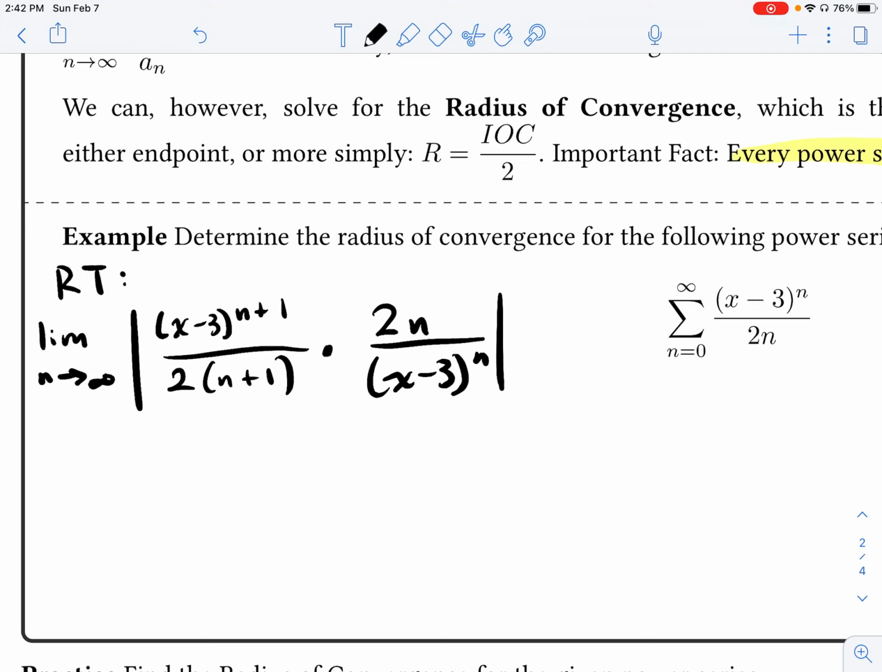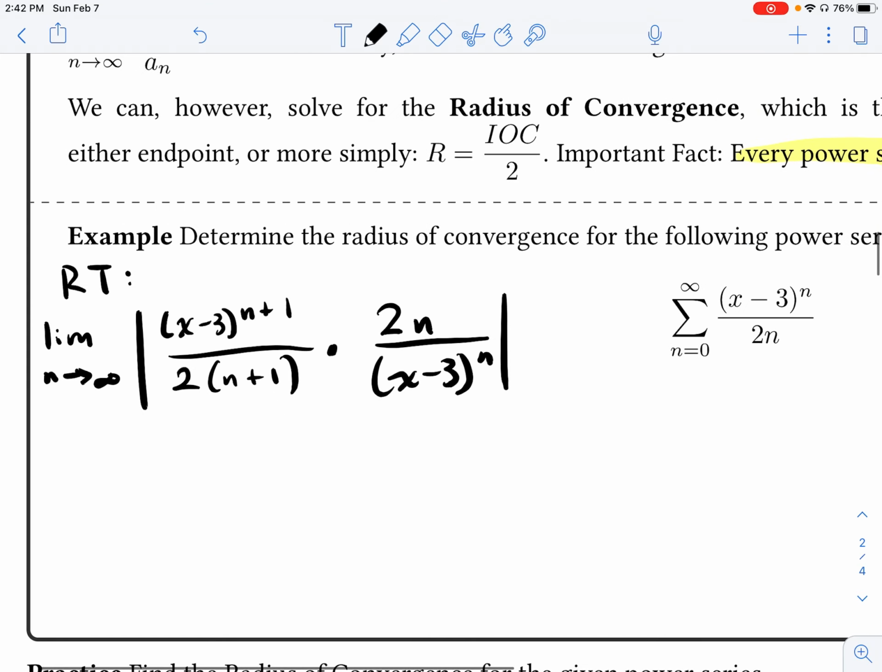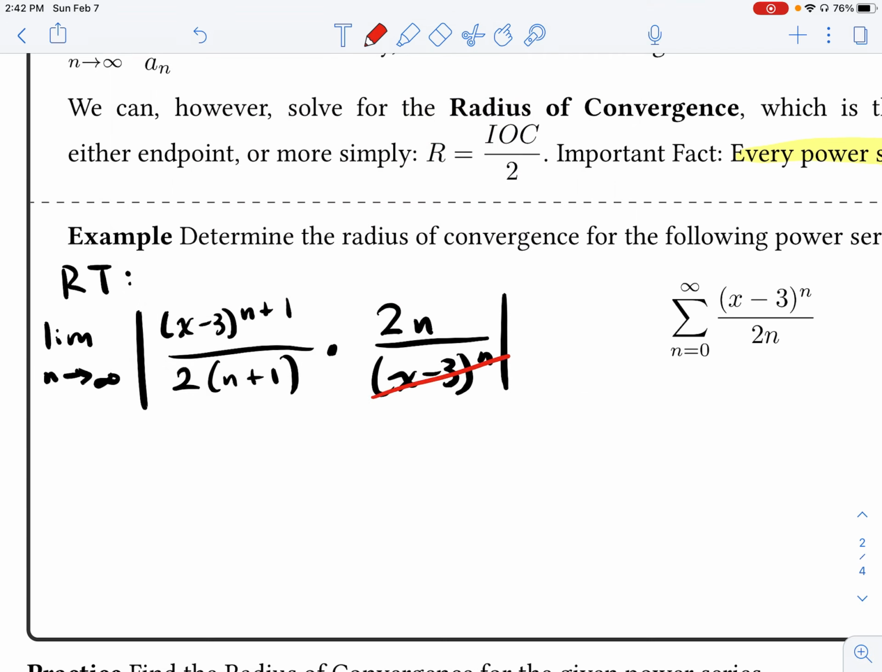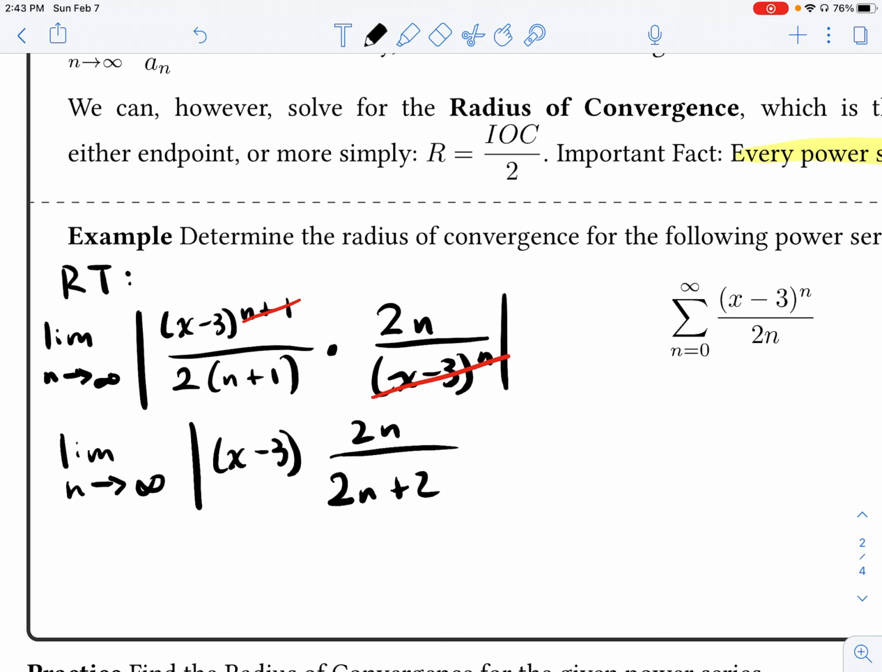for what values this would converge. So we know that the x minus 3 to the n plus 1 is 1 degree higher than what we have in the denominator here. So we can clean that up by dividing this into all of this, and all that would be left over is x minus 3. So I'm going to rewrite this, and I'm going to say the limit as n approaches infinity of the absolute value of x minus 3 times 2n over 2n plus 2.